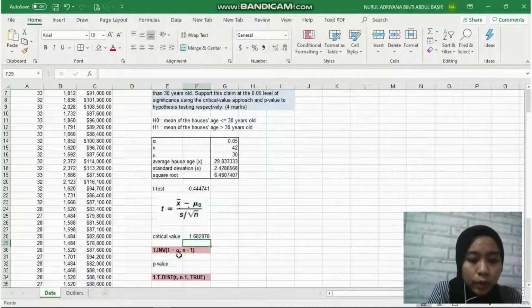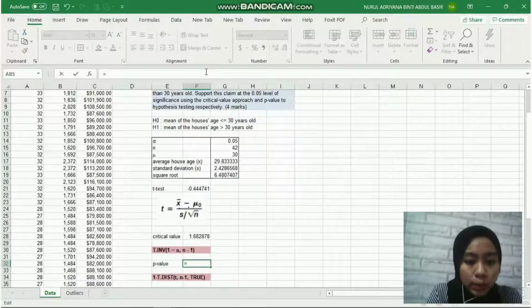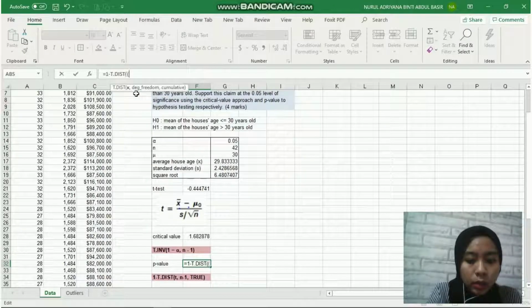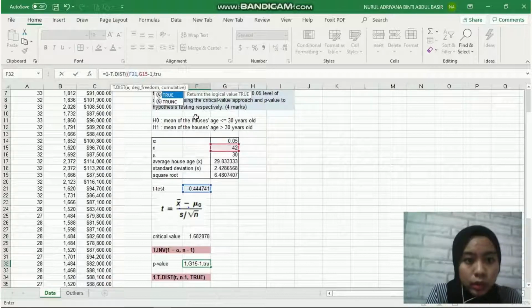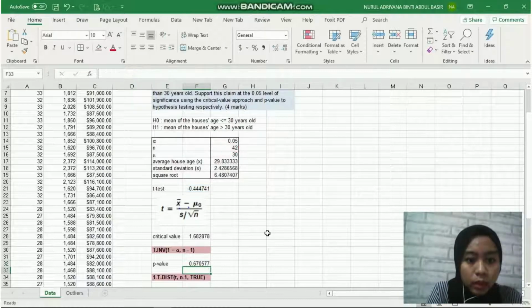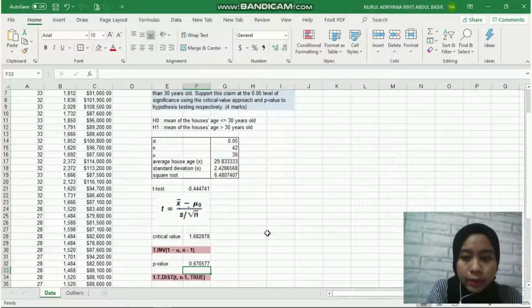And then we need to find the p-value using this formula. So, equal 1 minus T.DIST, open bracket, insert the t-test value, comma, n minus 1, comma, the cumulative is true, close bracket, enter. So we got the p-value 0.67.